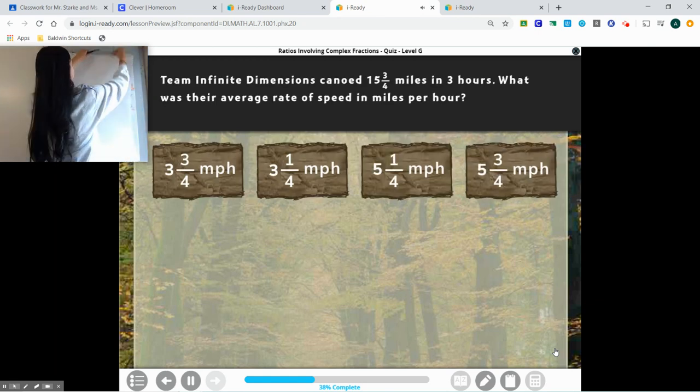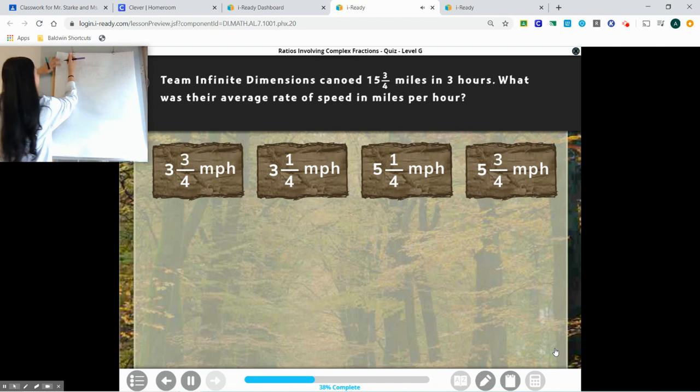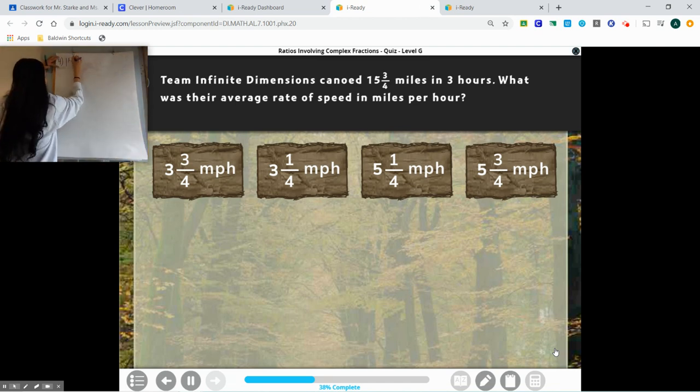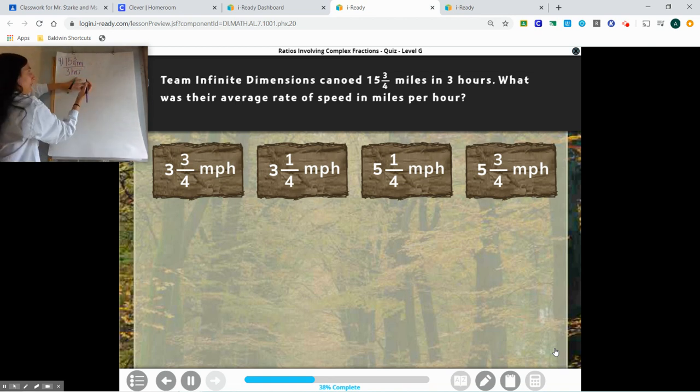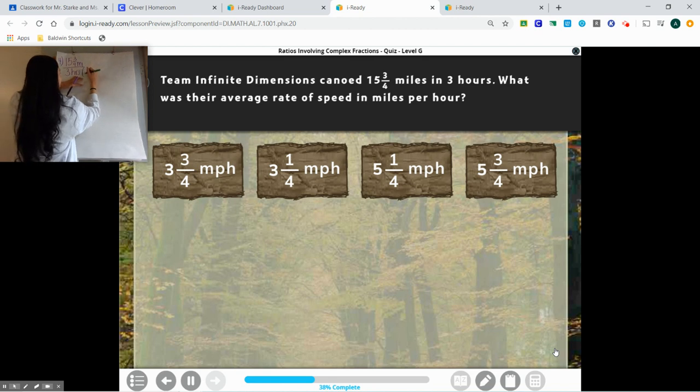A team canoed 15 3/4 miles in 3 hours. What was their average rate of speed in miles per hour? Okay, so what is this? 15 3/4 miles per 3 hours. So we know that we want to multiply the top and the bottom here by the reciprocal, which will be 1/3. These will cancel.